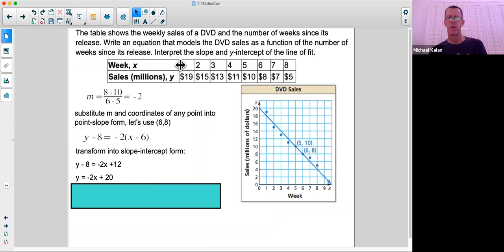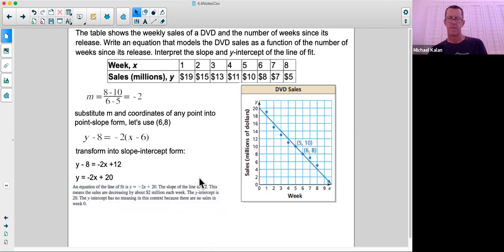So what does that mean? What does the slope say in terms of this? What does it say? Okay. The sales are decreasing by about 2 million each week, right? And on average, that's about what it is, right? And the y-intercept. Now you would think, oh, it means the first week they sold 20. No, no, no. First week they sold 19, right? See that? That's right there. This really has no meaning, right? Because you don't sell in week 0. You sell the first week.